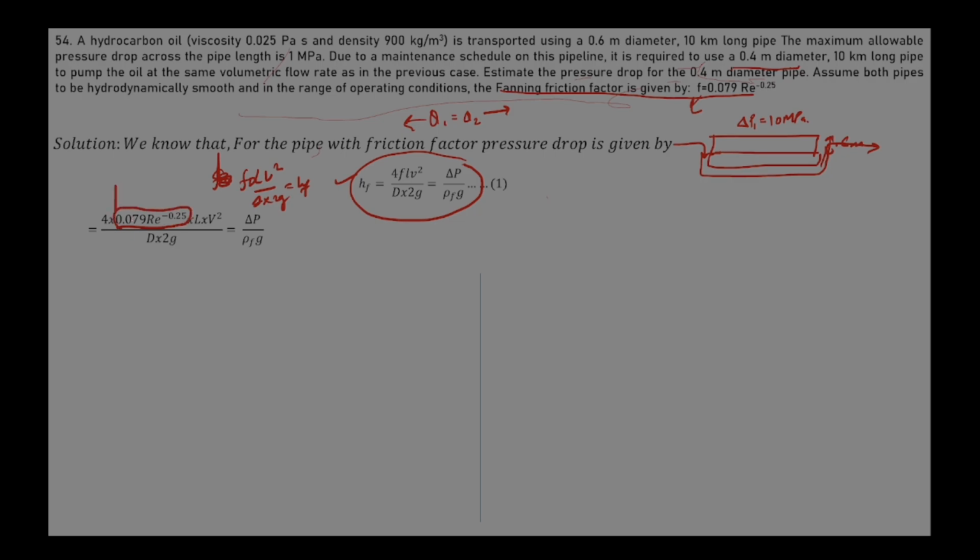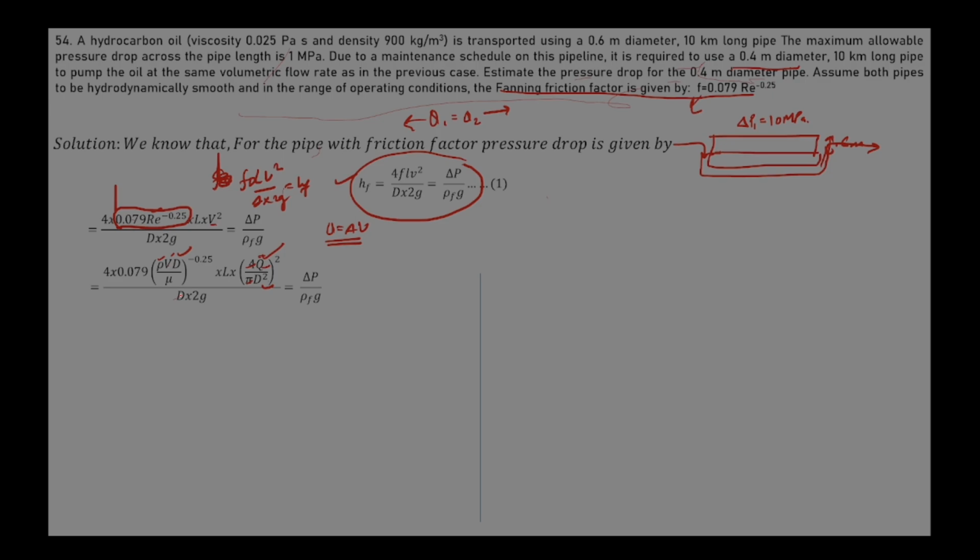Now I put the value of the Reynolds number from this and change this V into 4Q upon pi d square, because Q is equal to area into velocity. And why have I changed it? Because it is saying that Q is the same. Q is constant in both the pipes, so I have to convert everything into constant terms. Q is constant, 4 is constant, pi is constant, D is changing only. Rho is constant. So we make Q constant, and only the diameter will change.